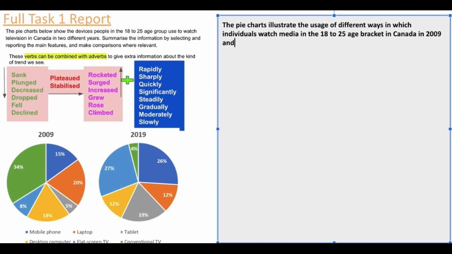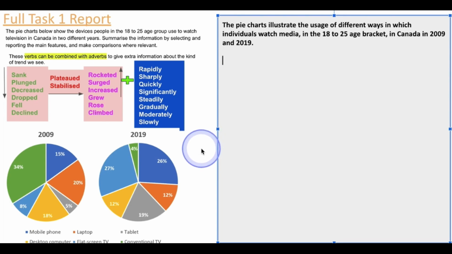In 2009 and 2019. Let's read that back because it might sound a bit wordy. The pie charts illustrate the usage of different ways in which individuals watch media in the 18 to 25 age brackets. Let's do commas there actually, just to separate that. In Canada, in 2009 and 2019. Okay, so we've paraphrased. Now what do we need to do?